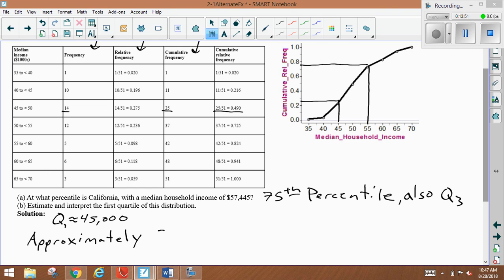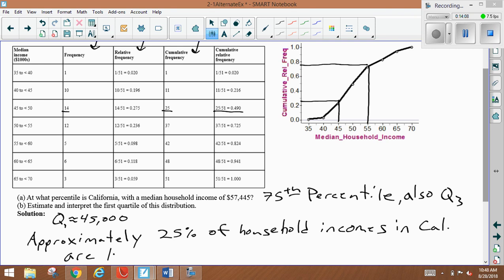So approximately 25% of household incomes are below 45,000.